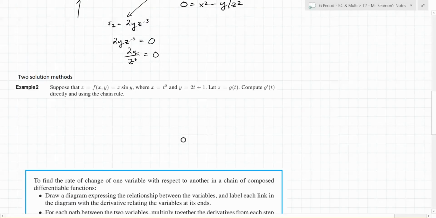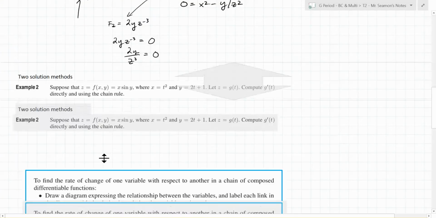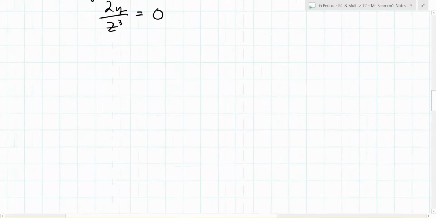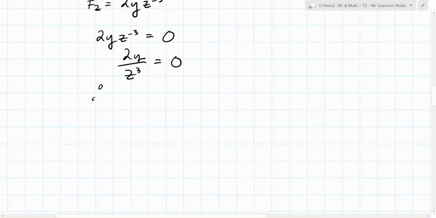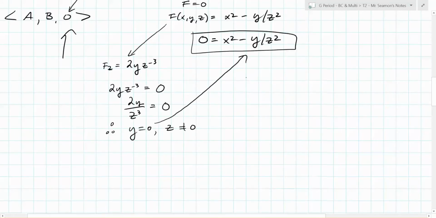No, hold on. Just based on that equation, we're getting there. Z can't be 0, right? Because what happens if z is 0? It's just undefined. Undefined, right, exactly. So what do we know here? Therefore, y must be 0 and z can't be 0. But the point has to be on this, correct? So what do we do with y equals 0? Plug it in. So what do we get? 0 equals x squared. So x has to be 0.